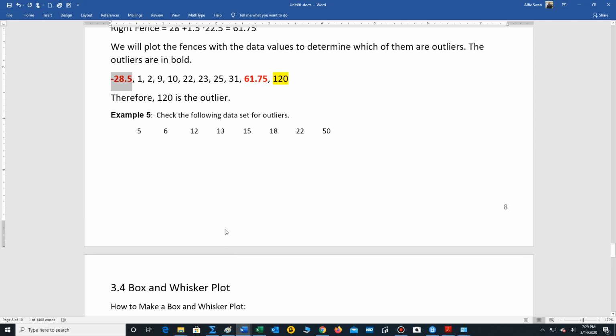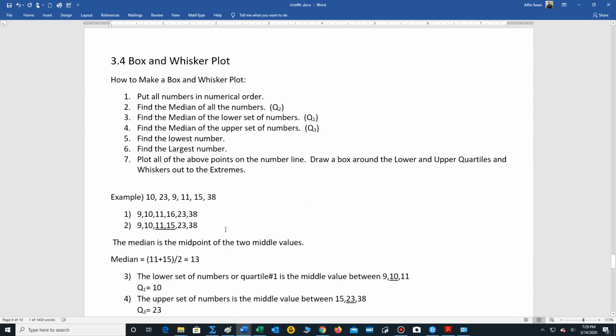So I have an example for you to try. You can pause the video and try example 5. And then later on you can check to see if you have the answers correct. Let's go on to our next topic.